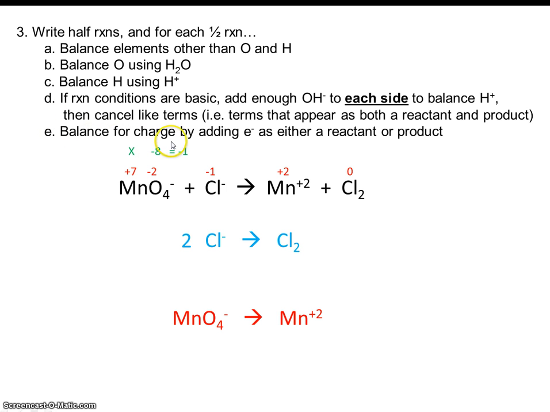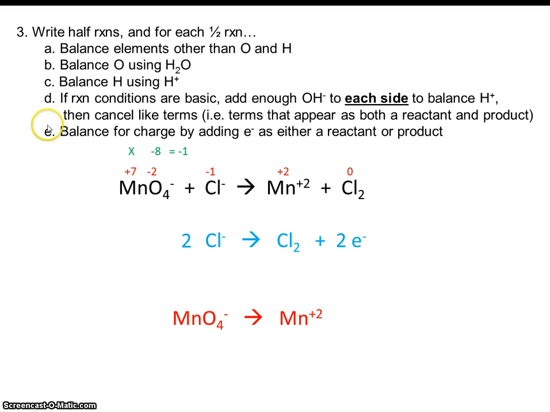Step E, balance for charge by adding electrons as either a reactant or product. So let's figure out how many charges we have on each side. It looks like we have 2 negative charges on the left, and 0 charges on the right. So we have to balance by adding electrons as either a reactant or product. In this case, we should add 2 electrons as products. Now we have -2 on the left, and -2 on the right.